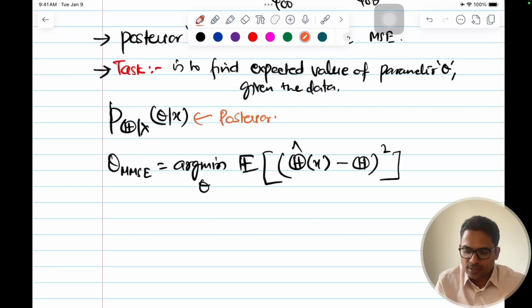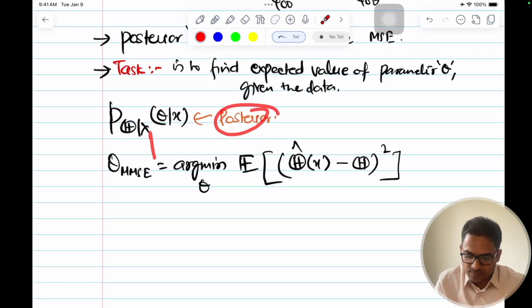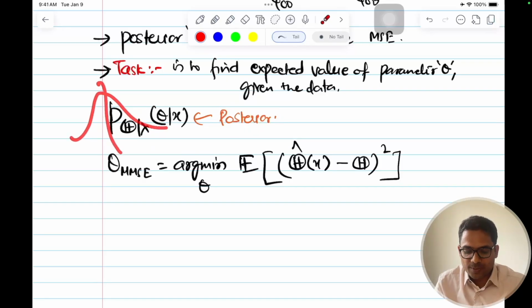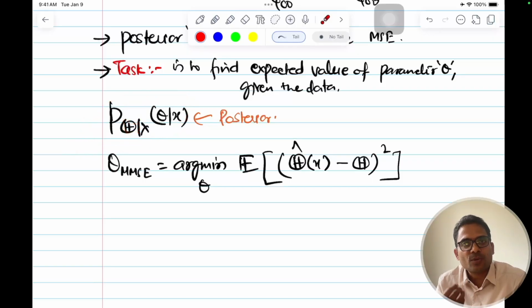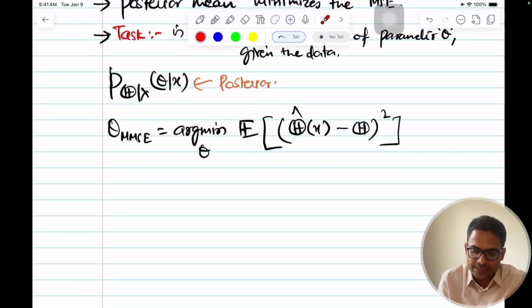So expected value. This is the posterior, the distribution of the parameter after I have seen the data. So what is the formula for expected value? If not, check the video. I'll put the link in the description for the expected value. Okay, explanation of what we have done.